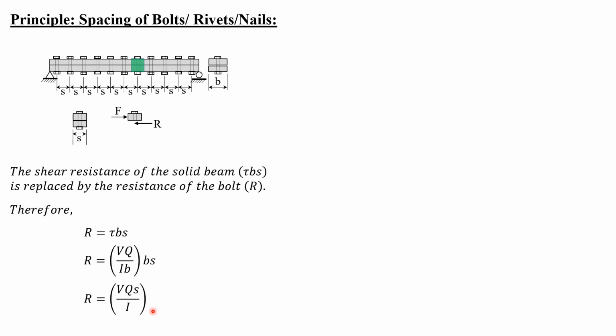Or simply, since Q equals area prime Y prime, then R equals V times Q, which is area prime Y prime, times S over I. Finally, if we want to derive the formula for S, it is equal to RI over V A prime Y prime. So, to easily remember this, it is just simply RI tabay. You have to review RI.